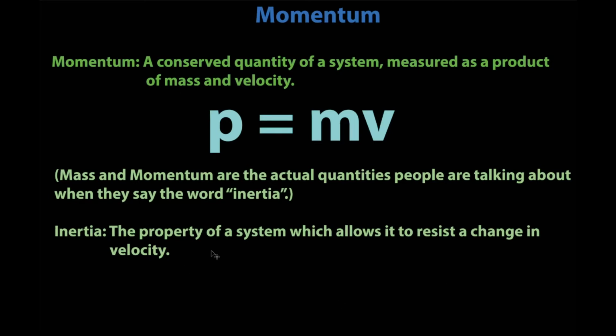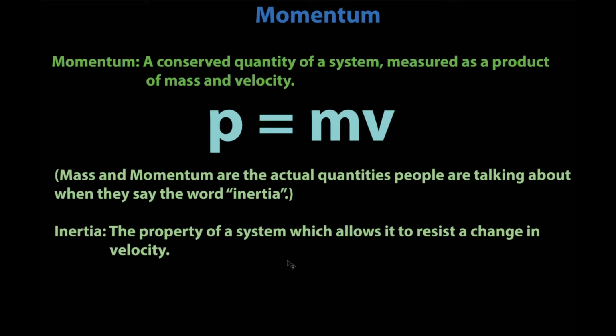This is an actual definition for inertia at the bottom: the property of a system which allows it to resist a change in velocity. So in other words, if an object is stationary and has a large mass, it's going to take a lot of force or a lot of time to change that object's velocity. If an object is moving and has a lot of momentum, it's going to take a lot of force, or again a lot of time, to change that object's velocity. So it's kind of an all-encompassing word.